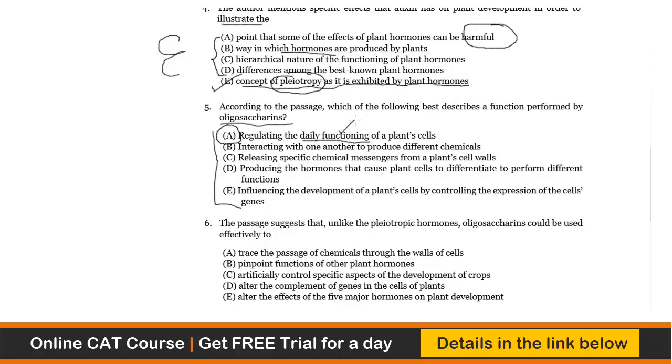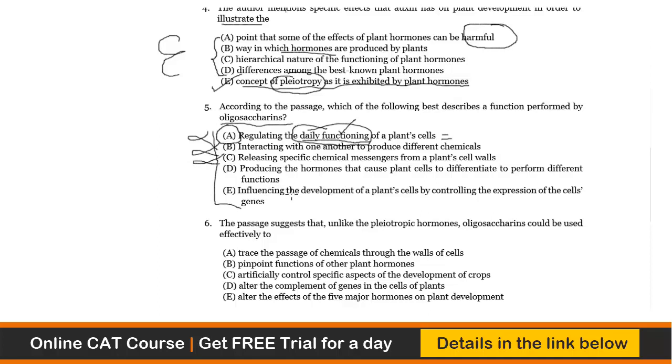So regulating daily functioning would mean that the oligosaccharin is doing lots of things, and therefore it is having multiple effects. So marking option A would be implying directly that oligosaccharin is having multiple effect. The problem is regulating the daily functioning of plant cell is equal to having multiple effect. Why? Because when you're doing lots of things, of course, you're focusing on lots of things, and therefore you're having multiple effects. And oligosaccharin has specific effect, not multiple effects. So A goes out. Interacting with one another to produce, again, they're not producing chemicals. They're not producing chemical messengers.